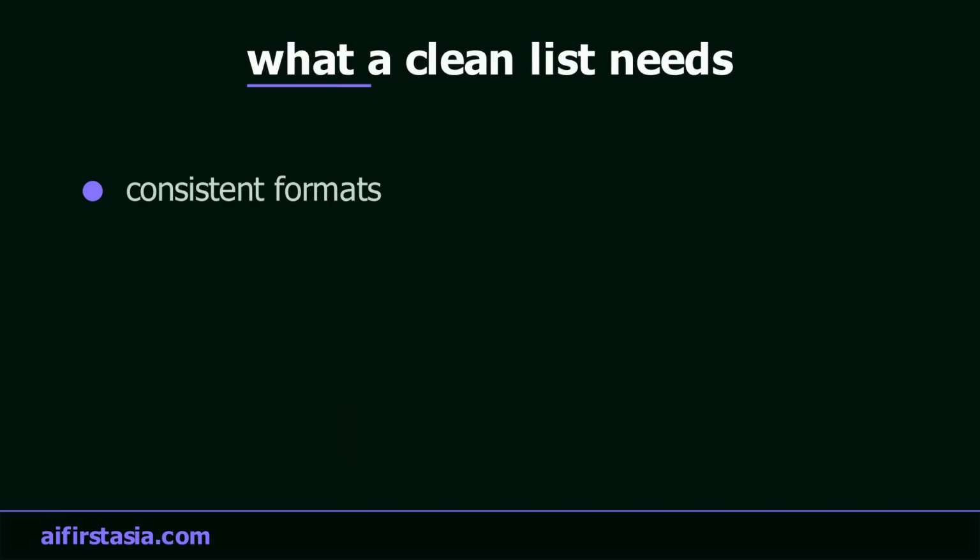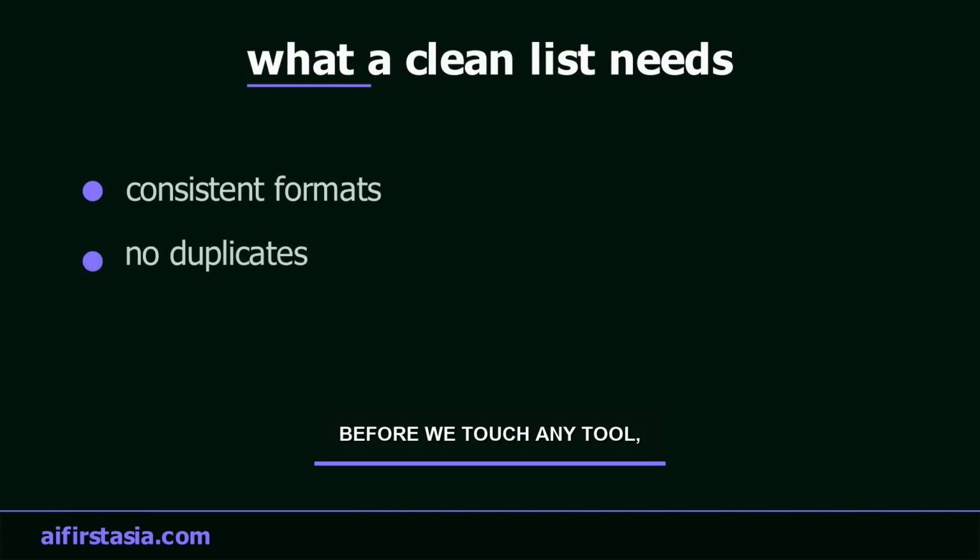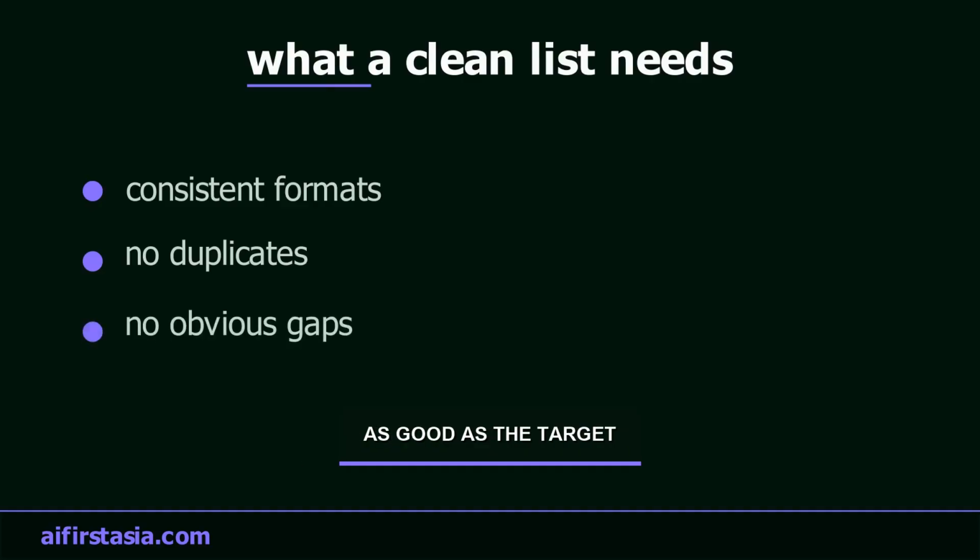There is a middle path, and it is level 1. What a clean list needs. Before we touch any tool, get clear on what a clean list actually looks like, because an assistant is only as good as the target you give it. A usable customer list has 4 qualities.